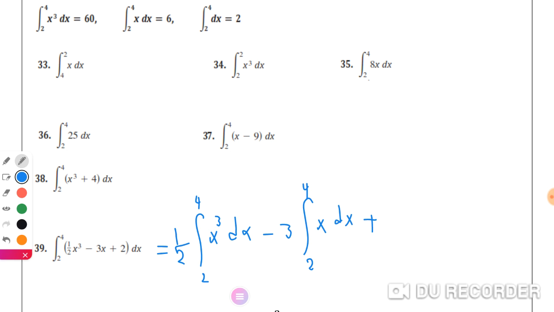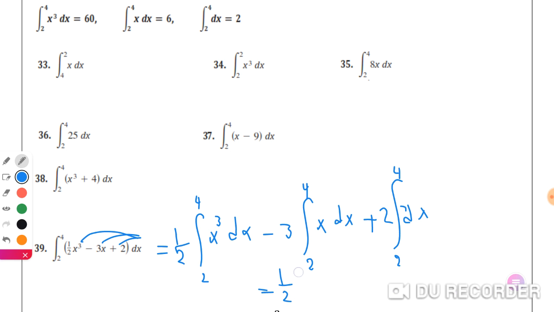Plus, I can take this one as a common factor outside the integral symbol, dx. It means dx here and here. So it will be what? Have you understood or no? I take here 2, sorry, because it means the definite integral of 2 with respect to x. The constant 2 must be here, but I took it outside, okay?